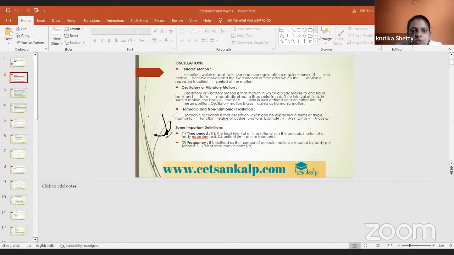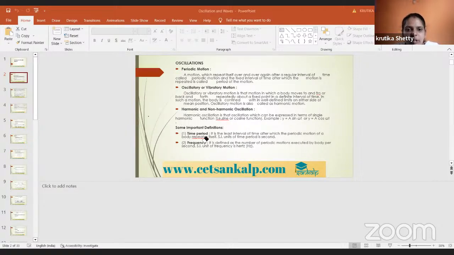We also call this harmonic motion. What do you mean by harmonic motion? Harmonic motion or harmonic oscillation is that oscillation which can be expressed in terms of a single harmonic function. So what is a single harmonic function? Here you can see, that is nothing but either sine or cosine. Look at the example they have given: y is equal to a sin omega t or y is equal to a cos omega t, right? So y is the displacement, a is the amplitude here, omega is the angular frequency, and t is the time.